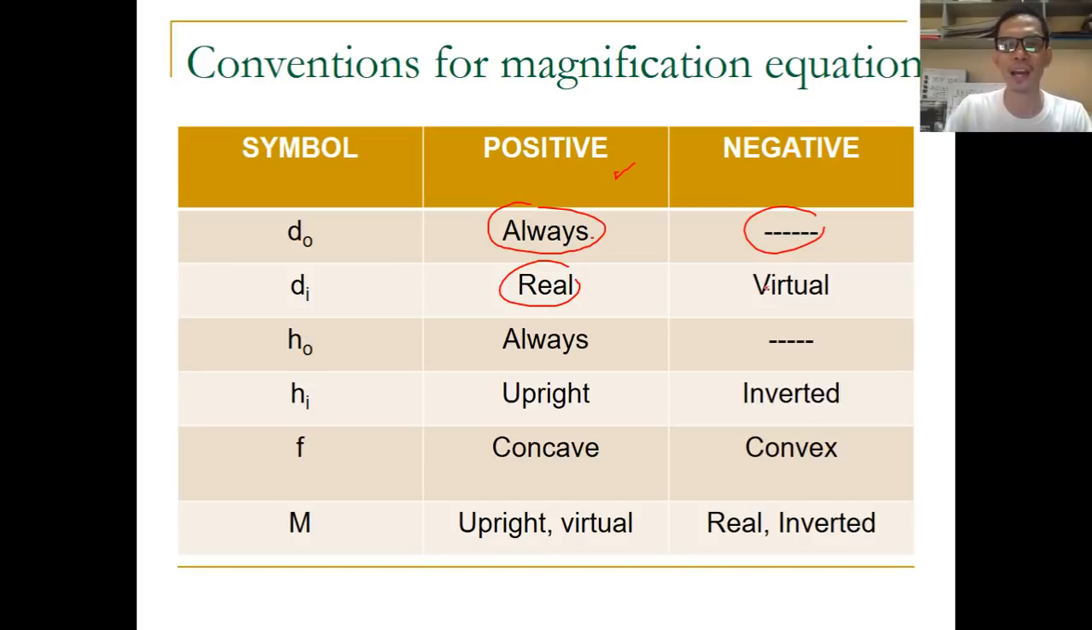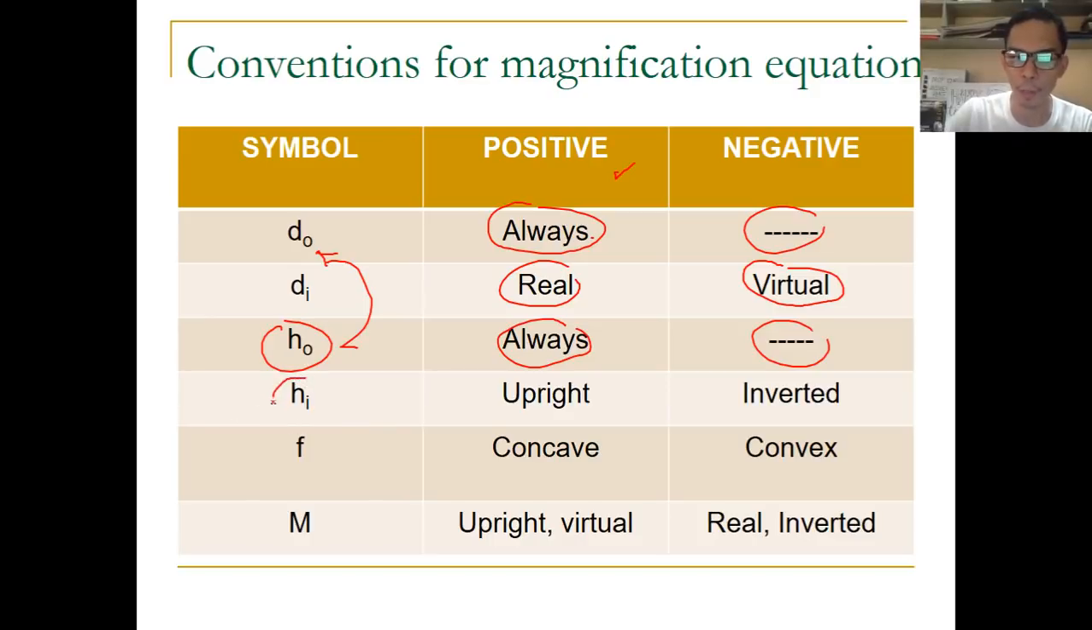If the distance of the image is negative, then that is virtual. Again, the height of the object, just like the distance of the object, is always positive. There's no such thing as the actual height of the object being negative. So in common logic, there's no such thing as negative distance and negative height of the object.